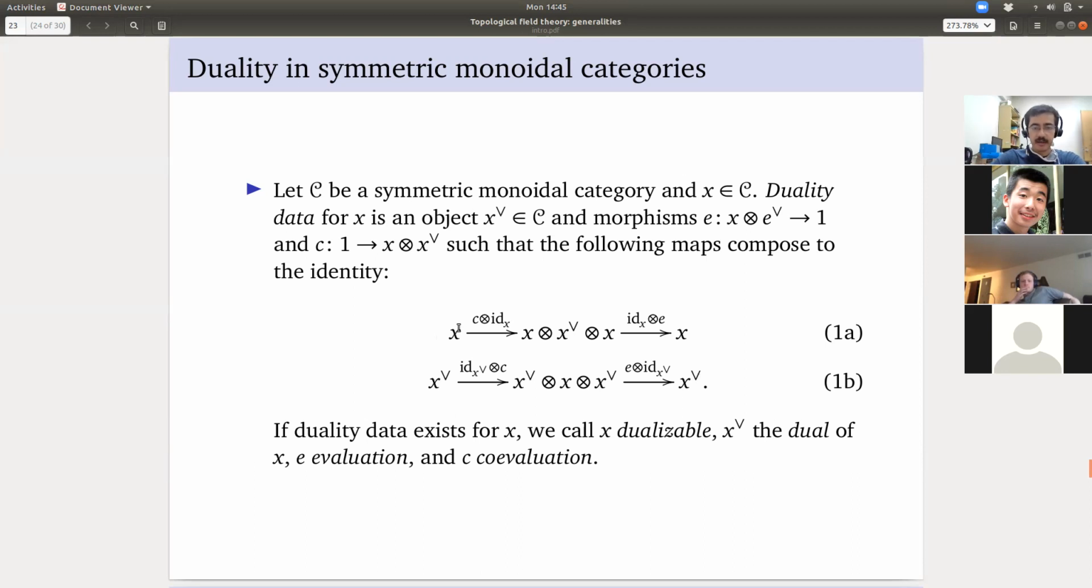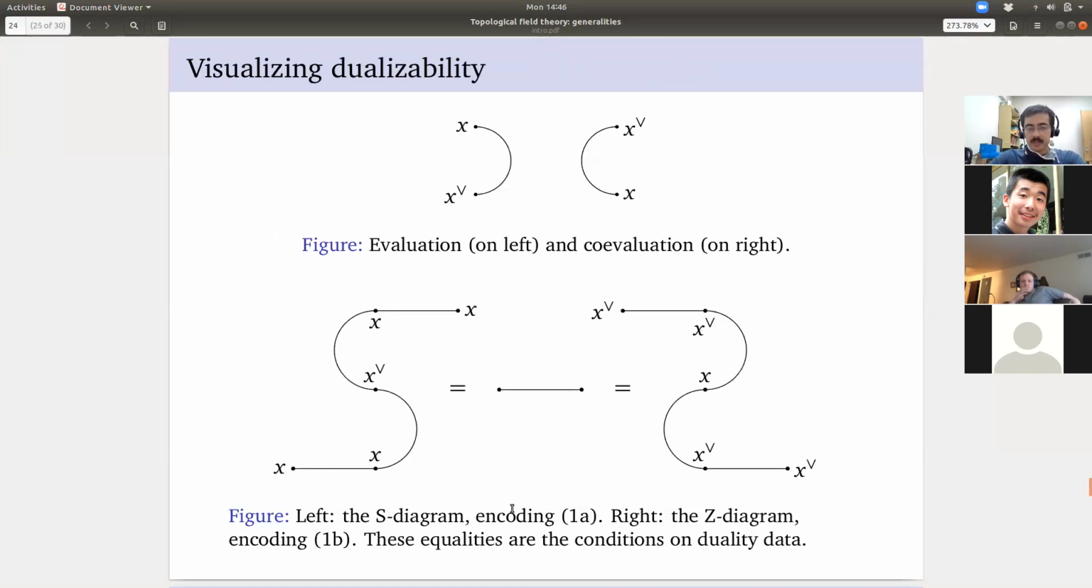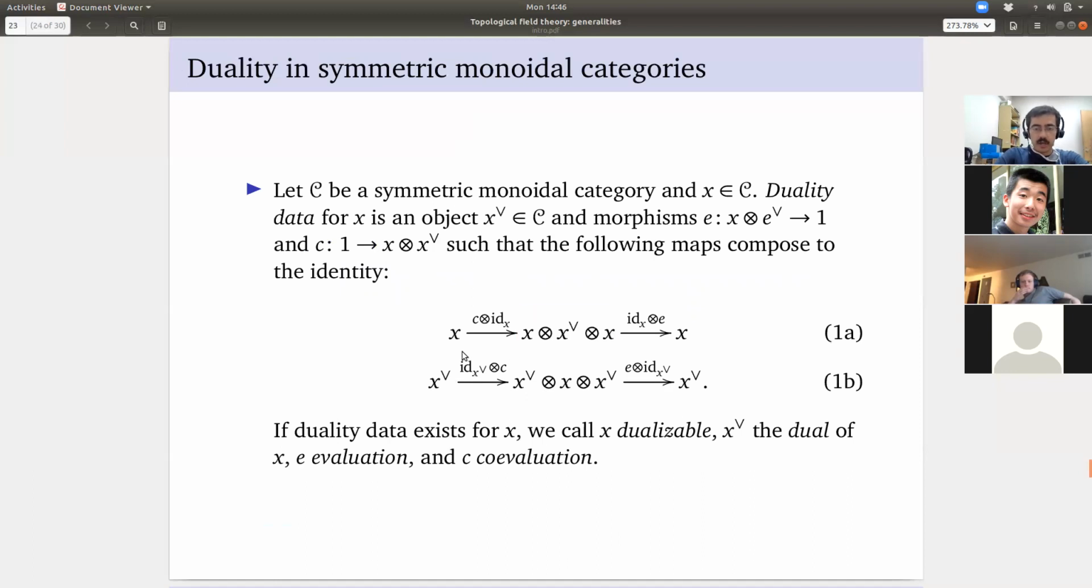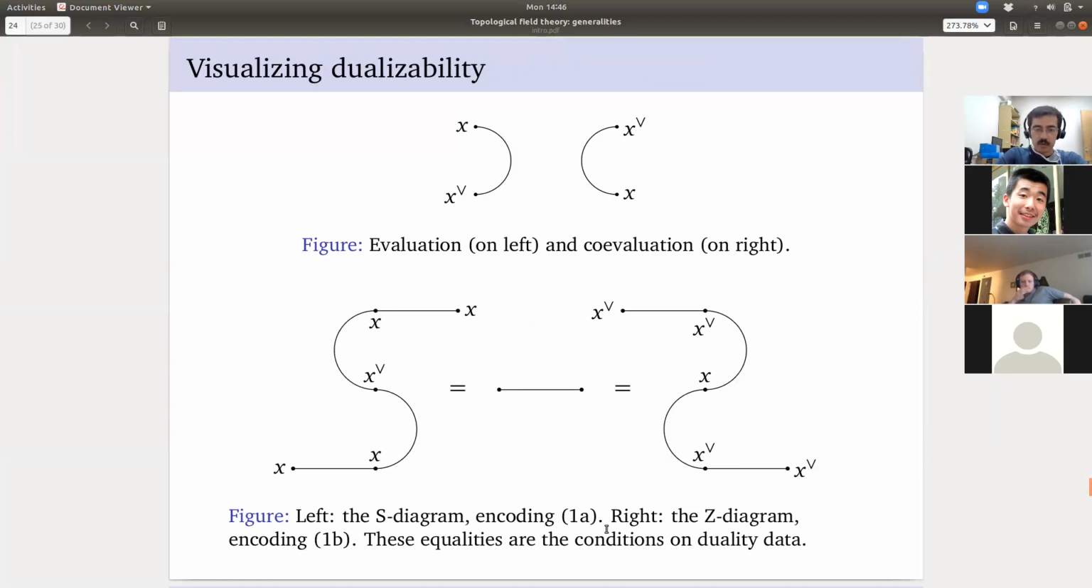But you have this data and these conditions, and then you say X is dualizable, and you talk about the dual, the evaluation, the co-evaluation. So typically, people draw these string diagrams. Evaluation you can think of as like time goes this way. So you're taking X and X dual and you're sort of colliding them. In co-evaluation, maybe you're birthing something new, X dual and X. And the two conditions that we had are encoded in what's called the S diagram and the Z diagram, which is that if the straight line is the identity, then this composition reading left to right is the identity. And likewise, the Z diagram, this composition left to right, is the identity on X dual.